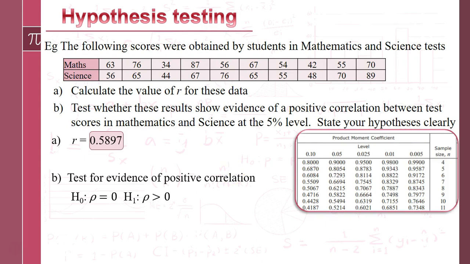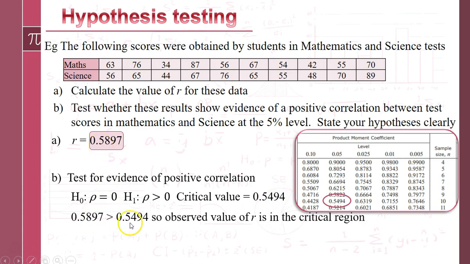What we're going to do now is pull up my table of values. We've got to work out our sample size. We've got a sample of 10 data values, and we're looking at the 5% level. So there's our 5% level, there's our sample size, and that's the figure that we are looking at, 0.5494. So that's our critical value. We compare the critical value with our value for R that we've got here. And because R is greater than 0.5494, our observed value of R is in the critical region.